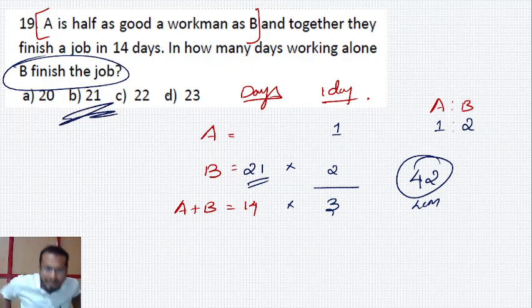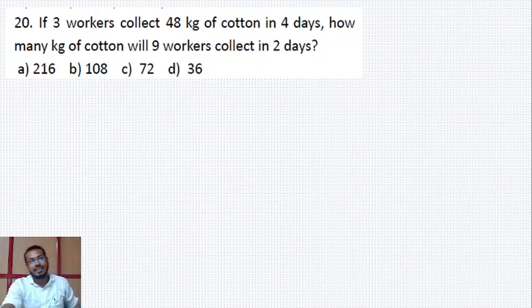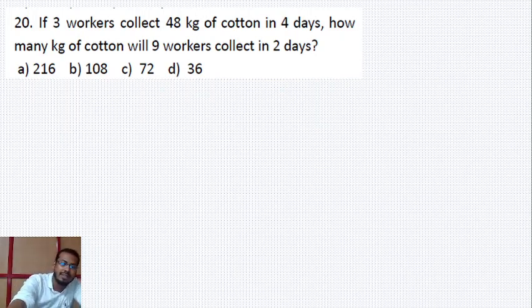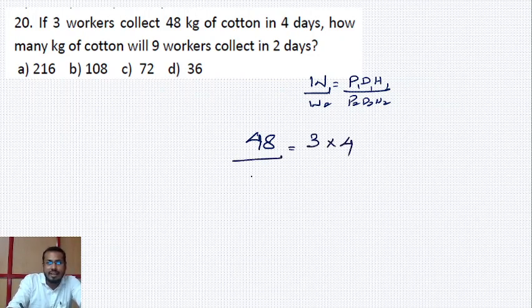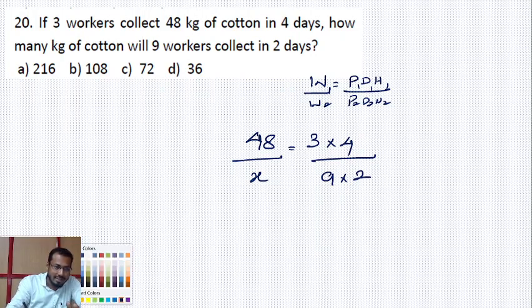Clear? That's it. And next, 20th question. If 3 workers collect 48 kg of cotton in 4 days, how many kg of cotton will 9 workers collect in 2 days? Simple. Work is equal to P, D, H, and work 1, work 2. P1, D1, H1, P2, D2, H2 formula. Okay, what is the work? 48 kg of cotton. How many workers are there? 3 workers working for 4 days. And here, I don't know the work, but 9 workers are there working for 2 days. Just solve this, you will get the final answer.